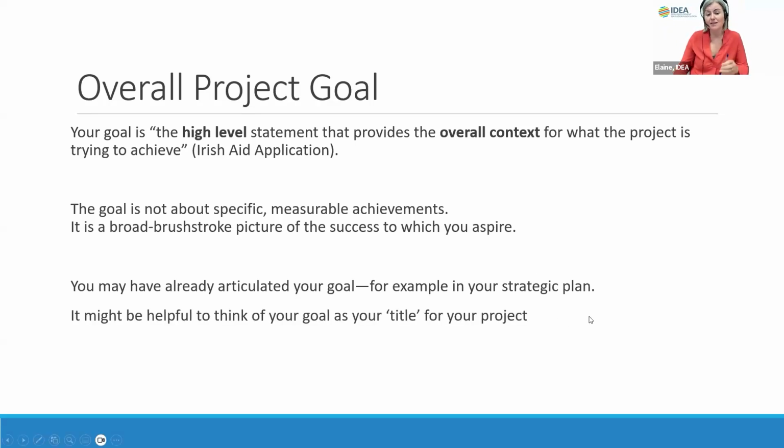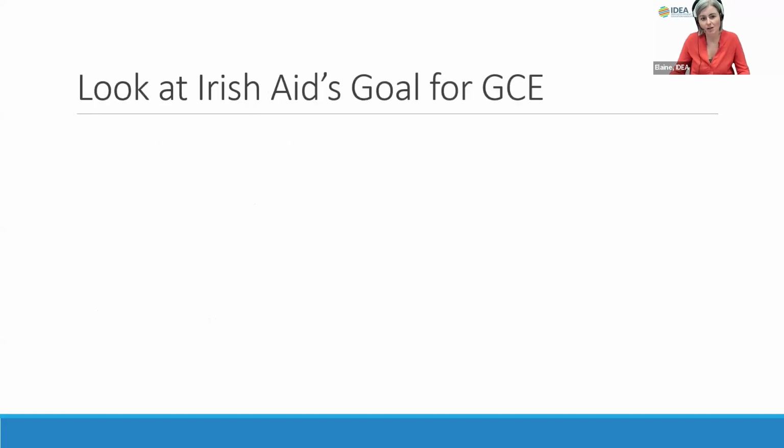And it might be helpful to think of your goal as your title for your project. So really as an overarching statement that you're hoping to work towards. And then we'll break down how the different aspects of your project will contribute to that overall project goal or vision that you have.